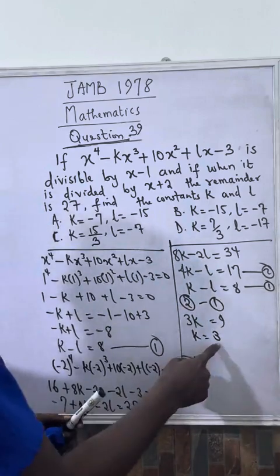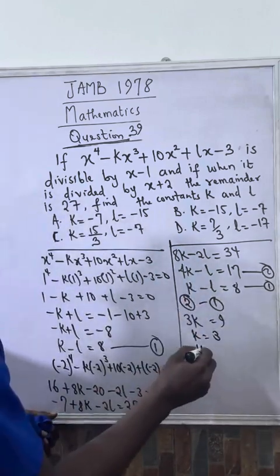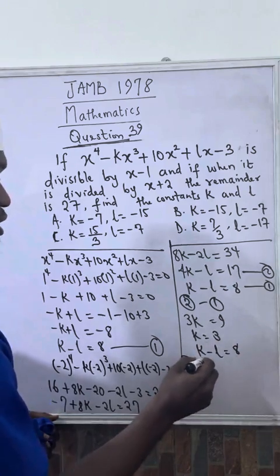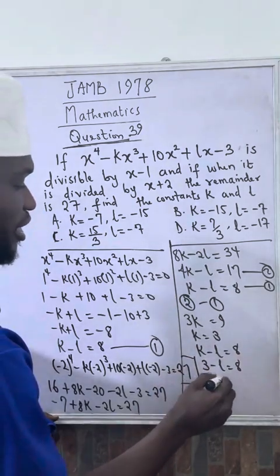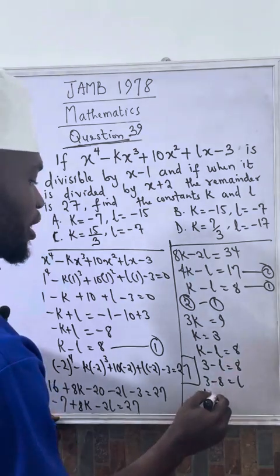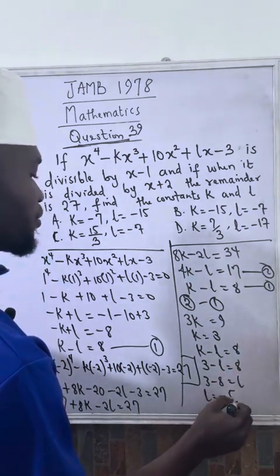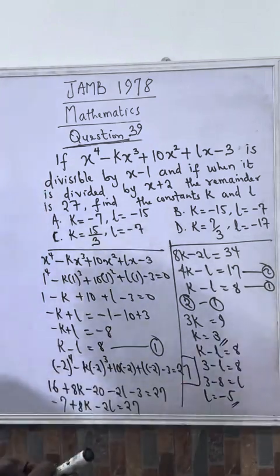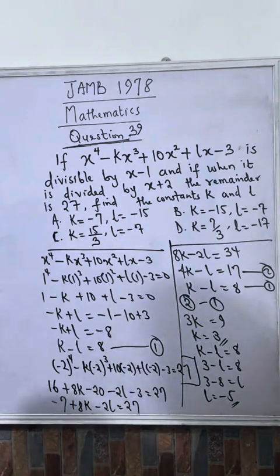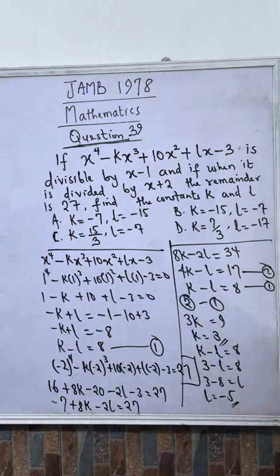So let's substitute for k inside equation 1. I will have k minus l equal to 8. So I will have 3 minus l equal to 8. That means 3 minus 8 equal to l. So l will be equal to what? Minus 5. So that means my answer is 3 and negative 5. Check the options. So 3 and negative 5 are the answers. So looking at the options, we can see that there is no such answer in the options.